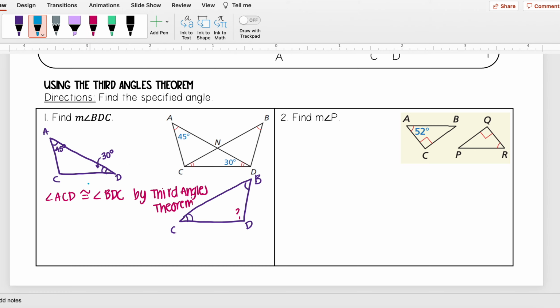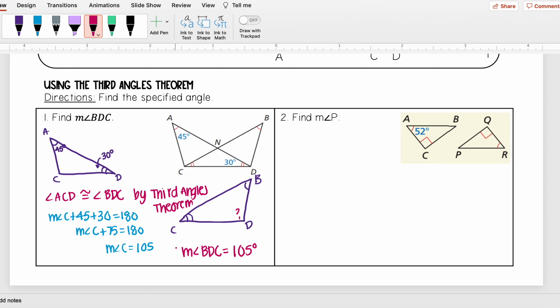Well, I know that all the angles in a triangle add up to 180. And so to find what measure of angle C is, I can create my equation that measure of angle C plus 45 plus 30 is equal to 180. And then when I subtract 75, I get that measure of angle C is equal to 105. Well, I know that measure of angle C is equal to BDC. So then, therefore, that means that the measure of angle BDC is equal to 105 degrees.